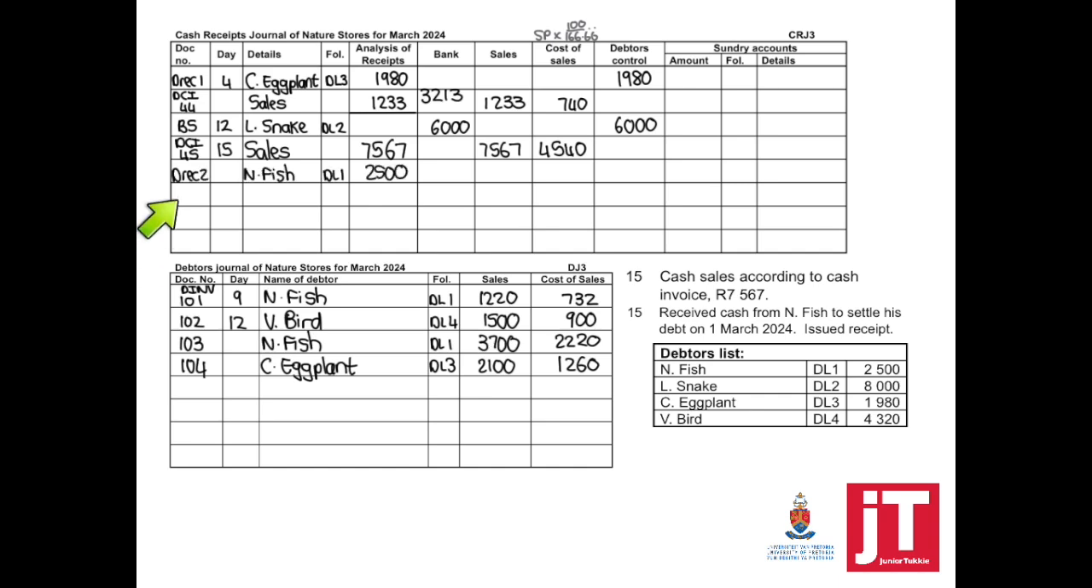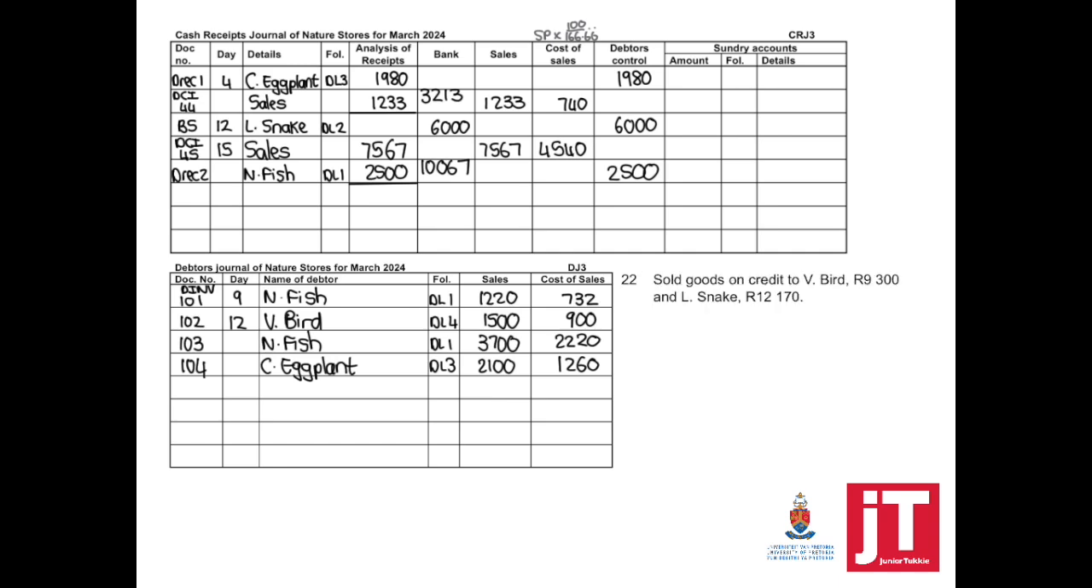So in your cash receipts journal, duplicate receipt number, now this will be number 2. From who did we receive the money? N Fish. That will be taken to his debtors ledger. Amount 2,500. For what reason? That is a debtor. That's why it goes under debtors control. Now, there's no other transactions on day 15, which means that we draw a line under analysis of receipts and we total it, and that is the figure that will appear in your bank.